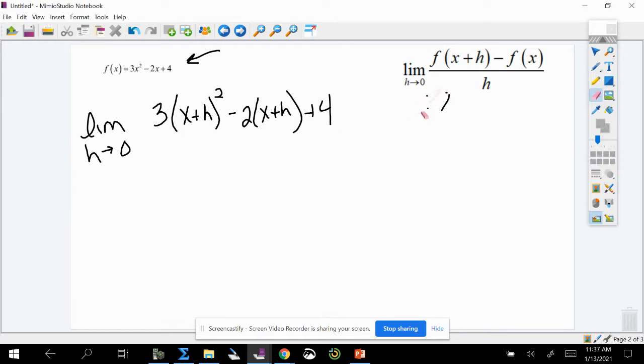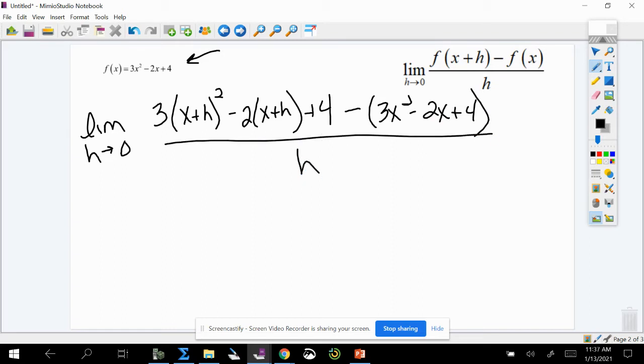Let me get rid of this arrow so it's not in my way. These problems tend to get pretty big, so we're not going to do a ton of them. So minus my original function, all over h. And basically it turns into a big algebraic mess. You have to multiply it out, distribute, combine like terms, and clean it up as much as possible.